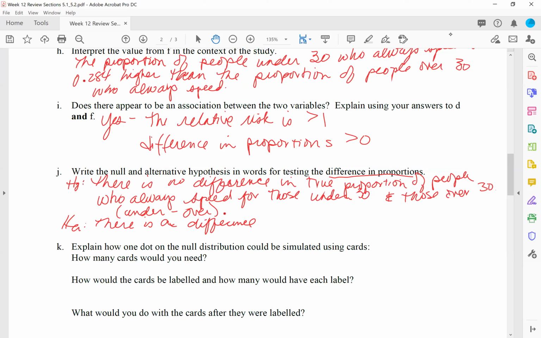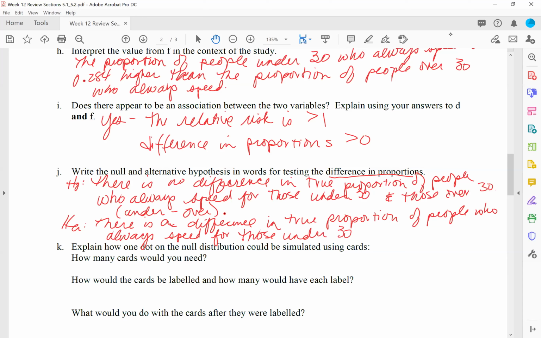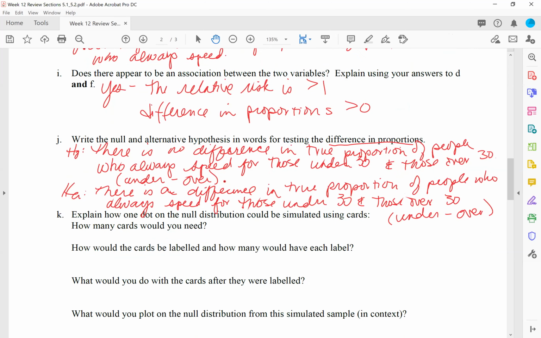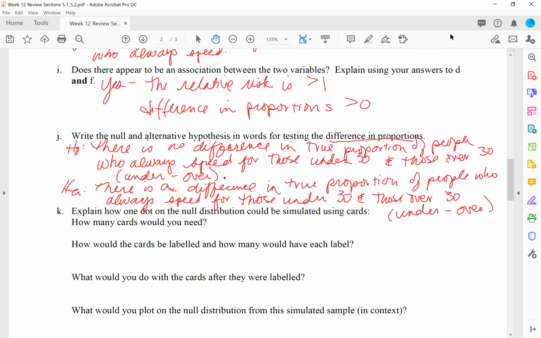And we are saying that same thing. So there is a difference in true proportion of people who always speed for those under 30 and those over 30. Again, our order of subtraction is under minus over. Questions on those hypotheses?